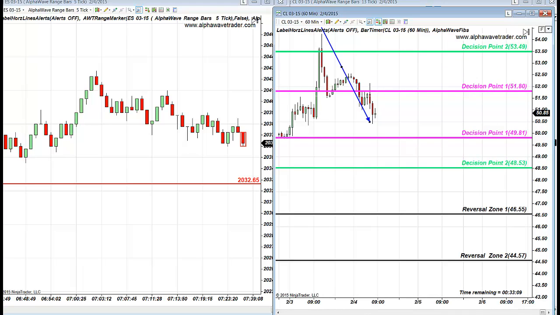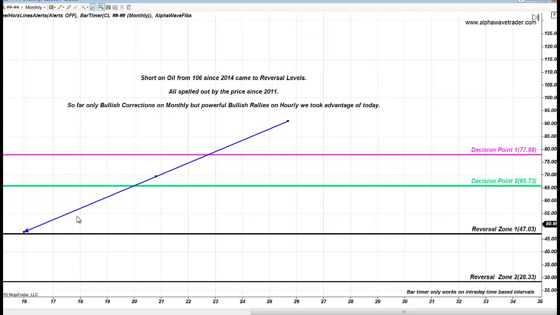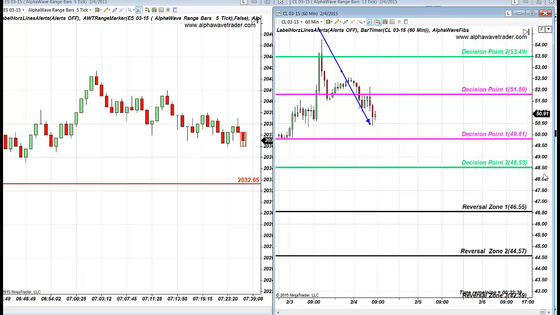I also would like to remind you that using the exact same rules, the short on oil from 106 on the monthly chart was spelled out by the price since 2011 at the reversal zone. That's precisely why you've been seeing bullish rallies since Friday. So, very crucial level 50. Our bias at 50 is very, very bullish.